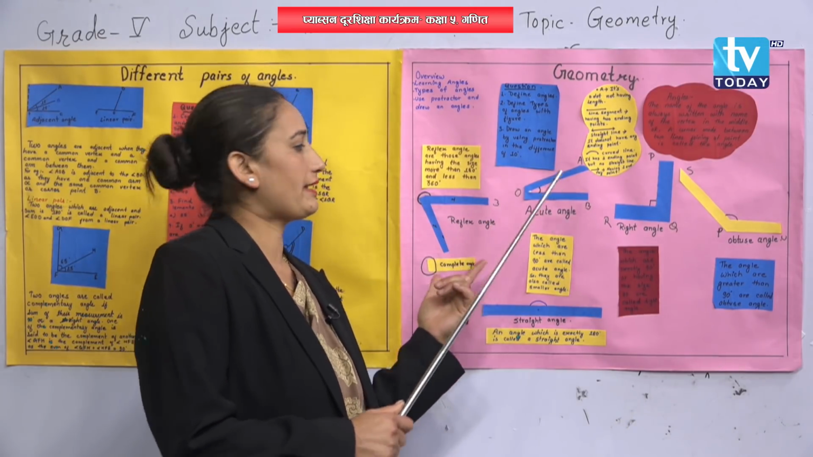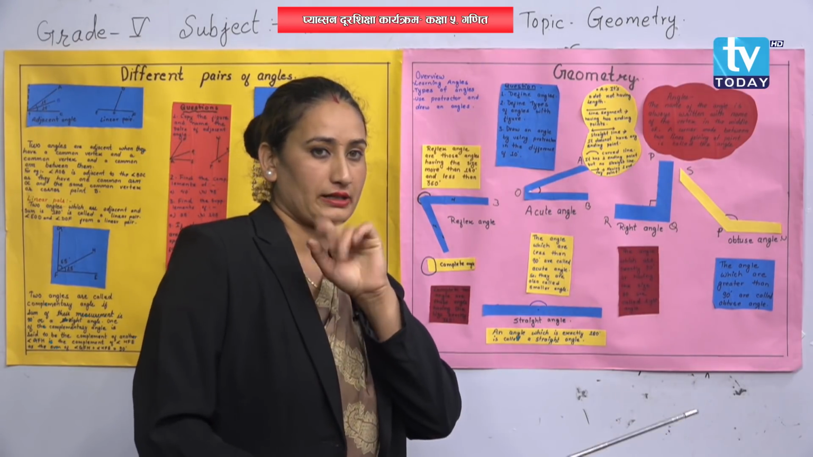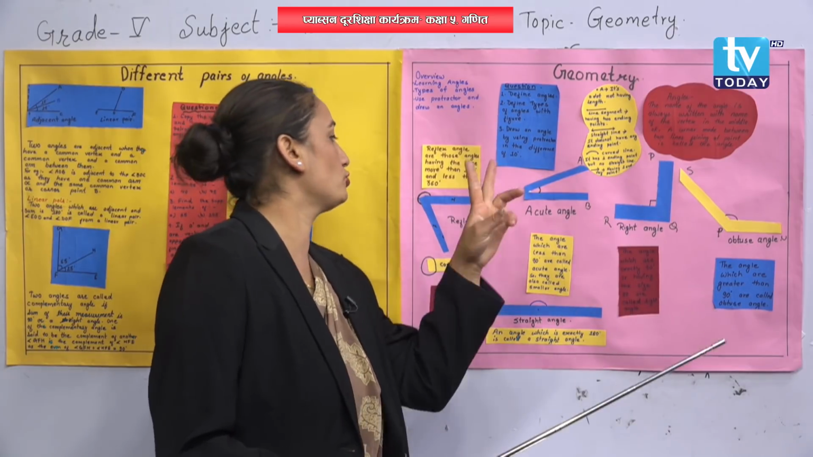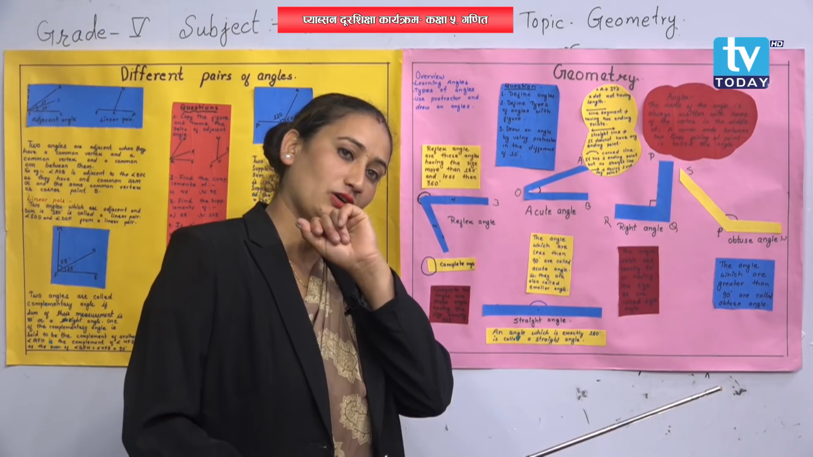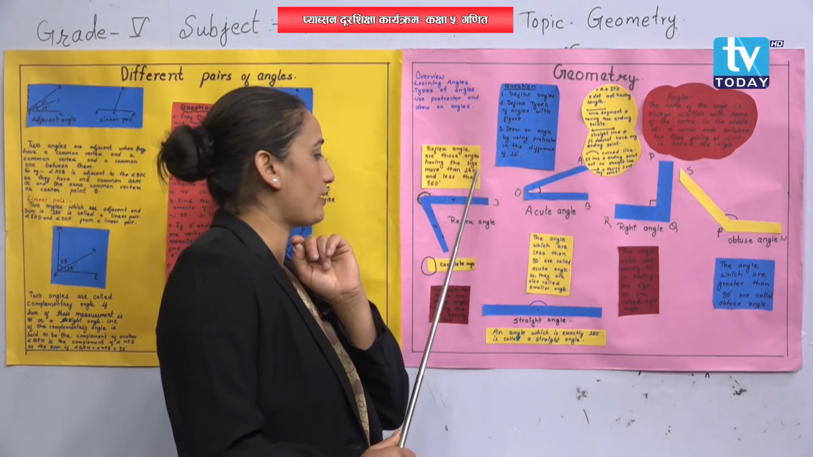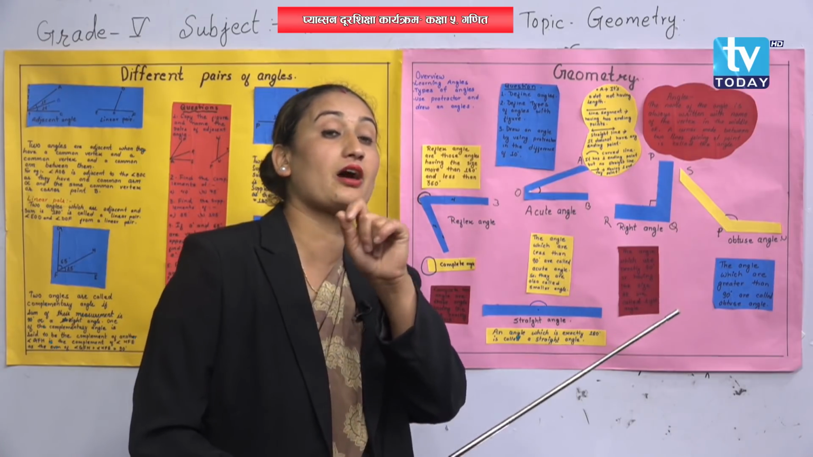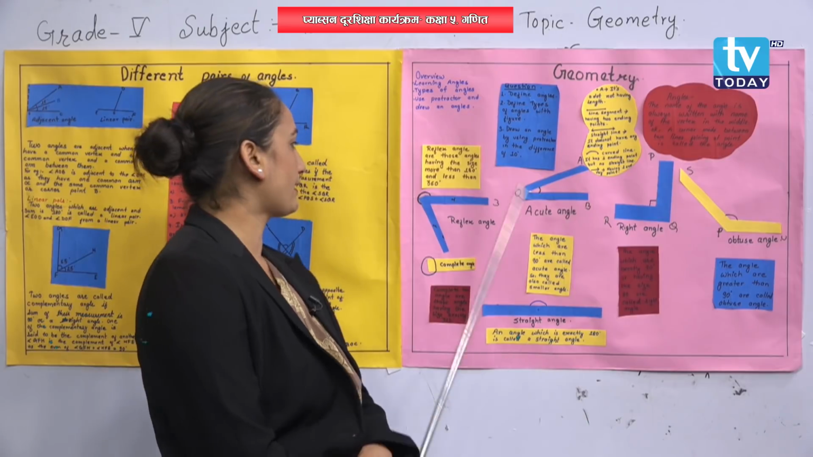We have done acute angle, right angle, obtuse angle and straight angle in grade 3. And in grade 4, we are adding 2 more angles. What are they? In grade 4, we have added a reflex angle and a complete turn angle. Have you remembered? A reflex angle and a complete turn angle.